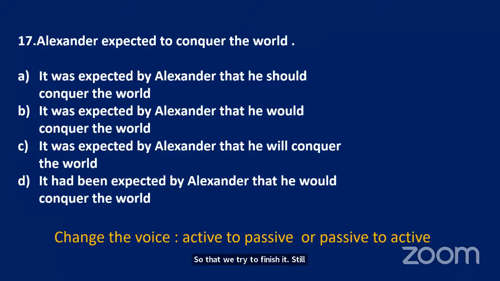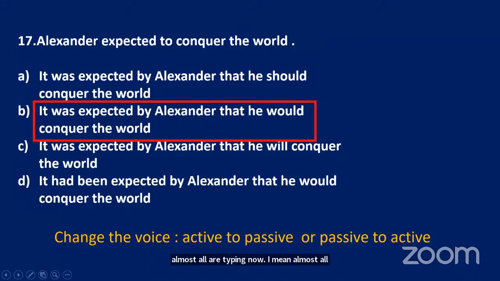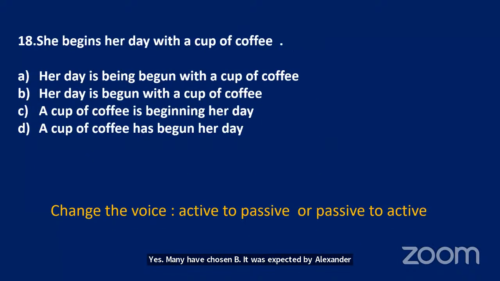Still more is there. Ramcharan, check your answer. How about others? Students, be swift enough in giving me your answer. Almost all are typing now. I mean, almost all are giving me your answers now. Yes, many have chosen B. It was expected by Alexander that he would conquer the world. All right, good.